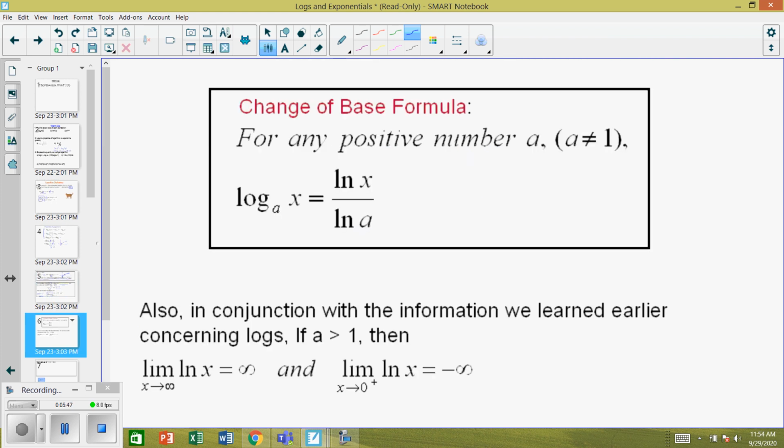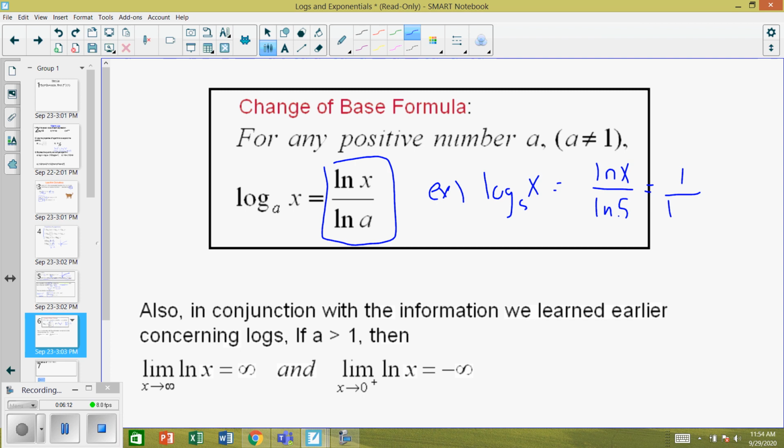You might not have known this one, but it's going to help us later on with the derivative. If I have the log base a of x, it's equal to ln of x divided by ln of a. So for example, if I had the log base 5 of x, this is the same thing as ln of x over ln of 5. Or another way of writing that is 1 over ln of 5 times ln of x. And again, that's going to come in handy later for a derivative.